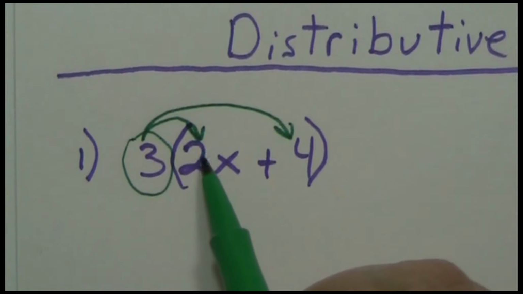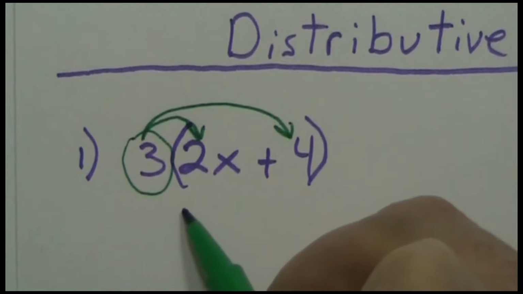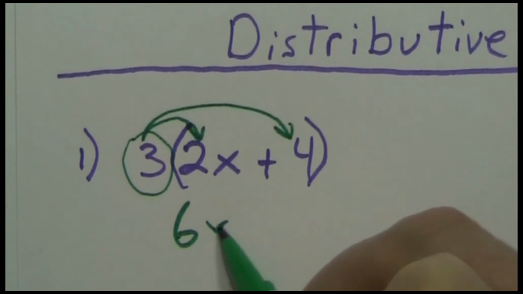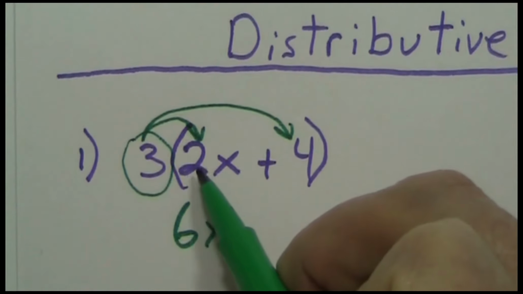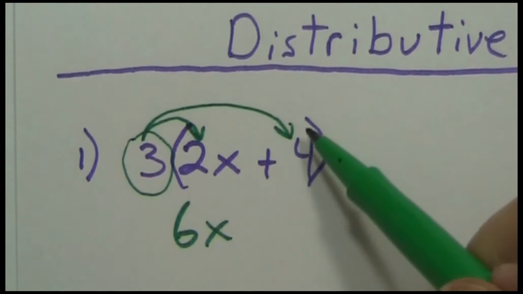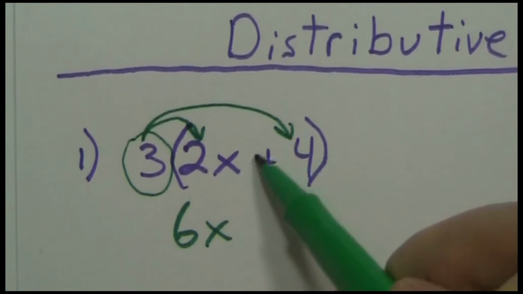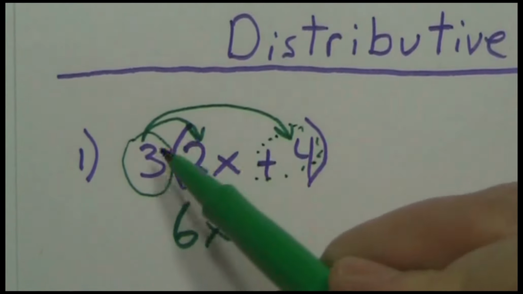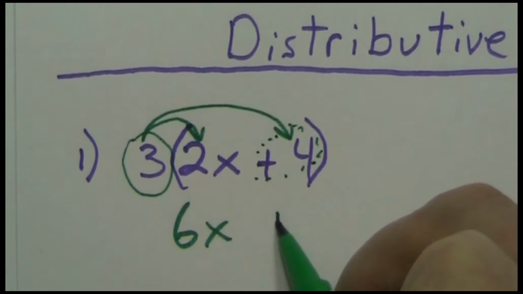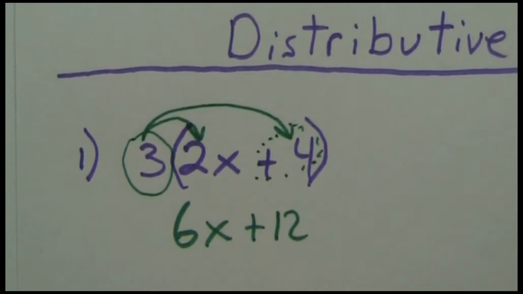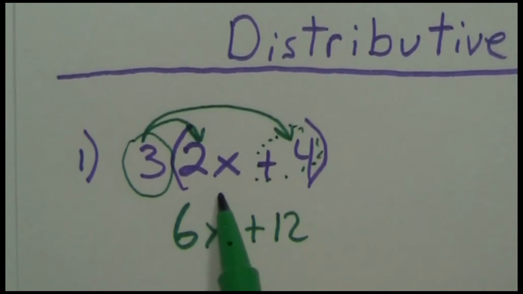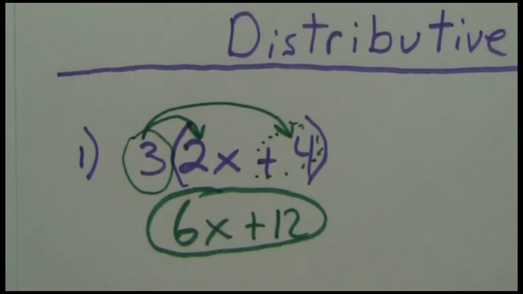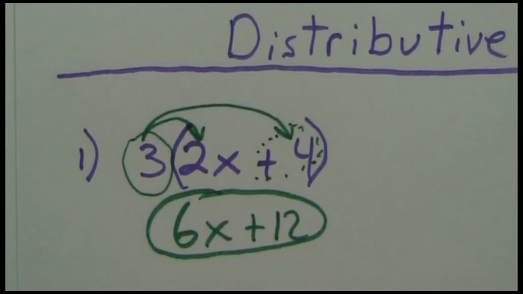This is 3 times 2. 3 times 2 is 6. And there's an x. So I'm going to multiply 3 times the coefficient. Next, I multiply 3 times the constant. Now this is a positive 4. Sometimes I'll even put a circle around there, just so I know that's positive 4. 3 times 4 is 12. And this cannot be put together. These are not like terms. This is the answer. This is simplified. That's all you can do. So we're distributing the 3.